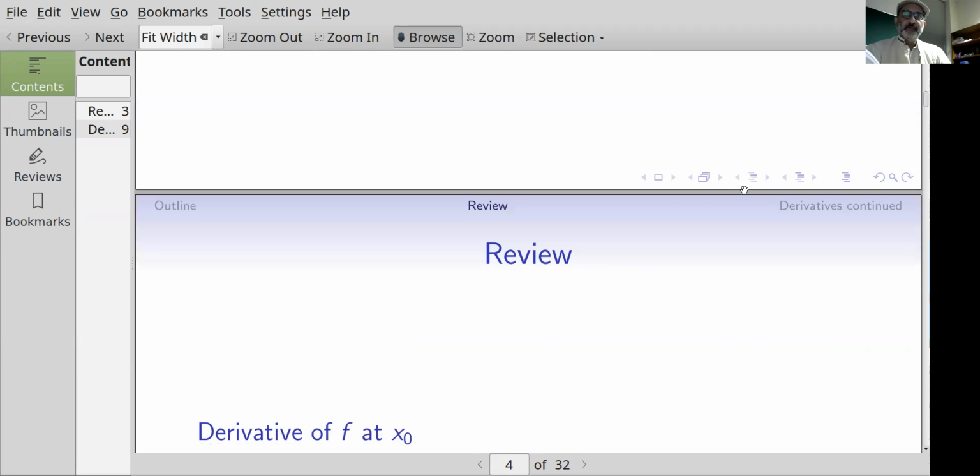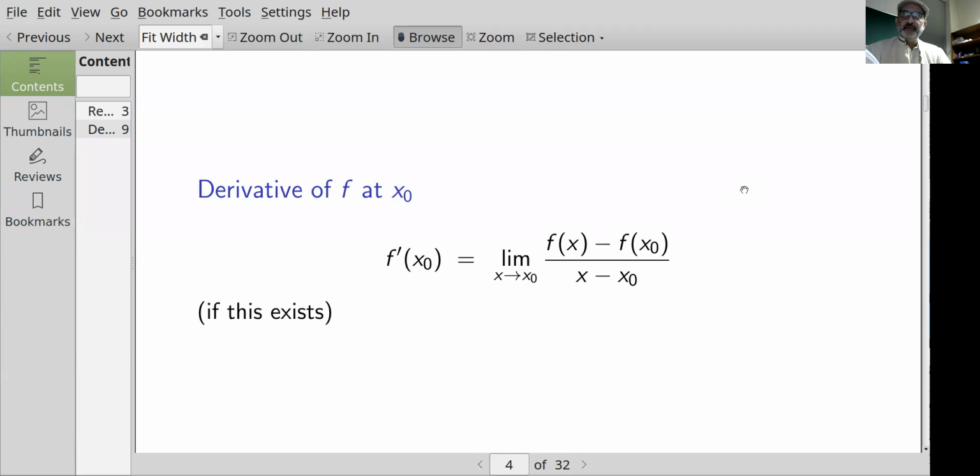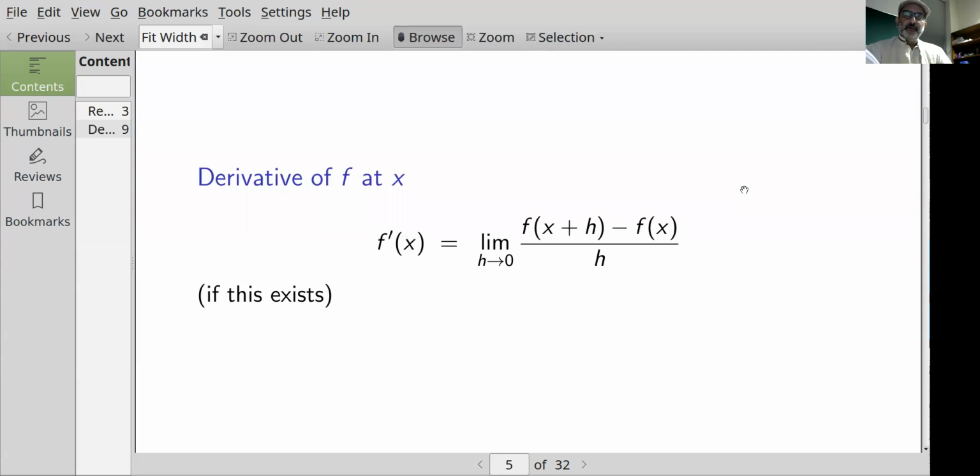Let me remind you of a few things. The derivative is found by taking the limit of this difference quotient. That's what the derivative is, if it exists. If you want to consider the derivative of a function as another function derived from the first function, then you take this difference quotient, limit as h goes to 0 of f of x plus h minus f of x over h. You take the limit of that difference quotient, and you'll get that derivative of f at x, provided that the derivative exists.